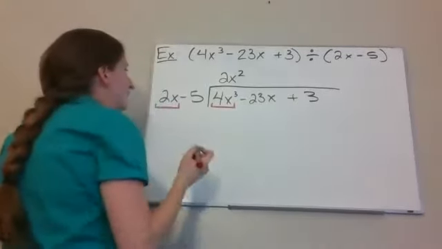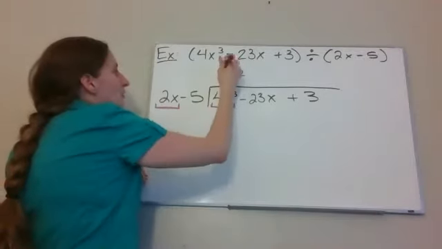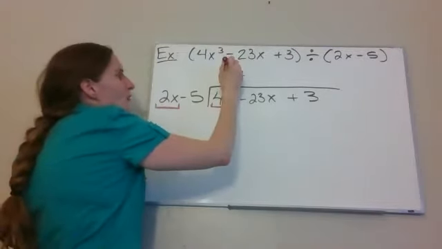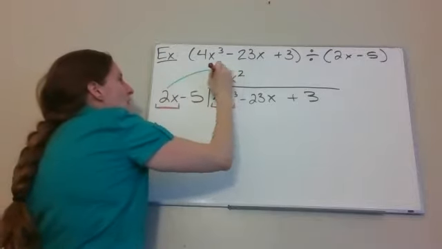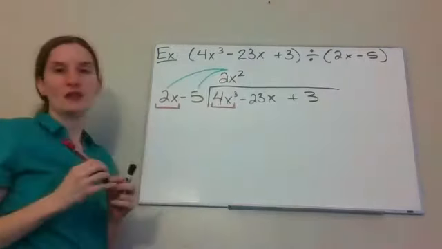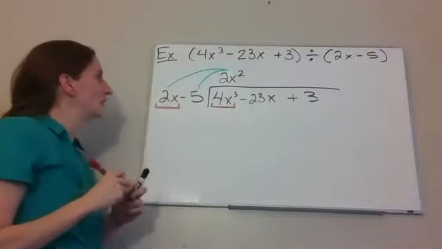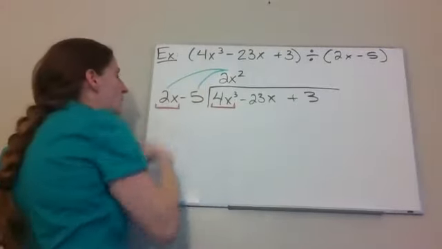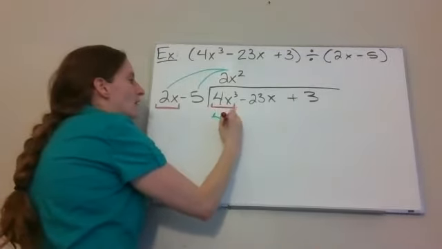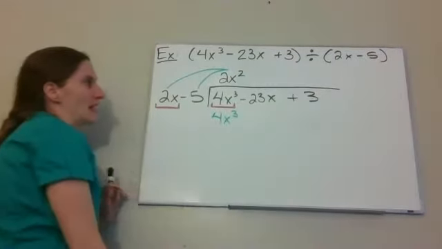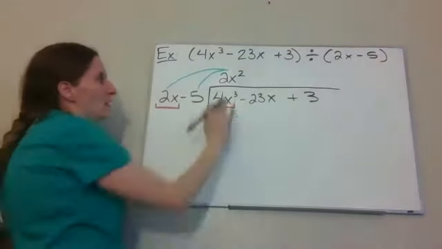Now's the part that's a little bit different from when we were long dividing numbers way back when you learned to do that. We have to take this 2x squared and distribute it onto these two guys. So 2x squared times 2x gets me a 4x to the third. So I write that down. 2x squared times negative 5 is negative 10x squared.